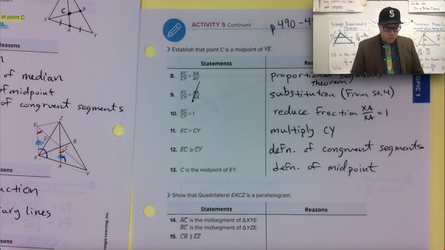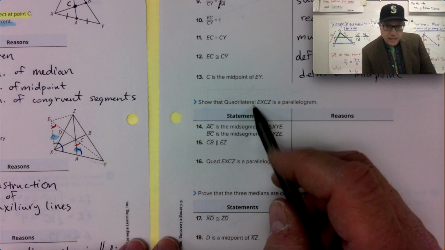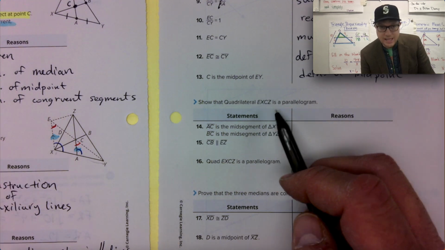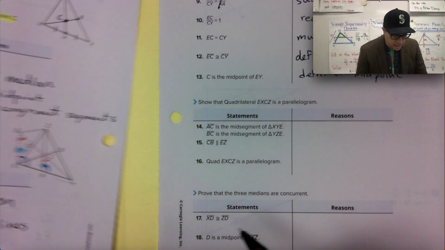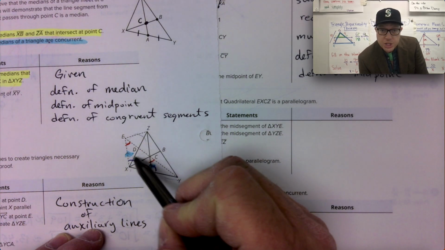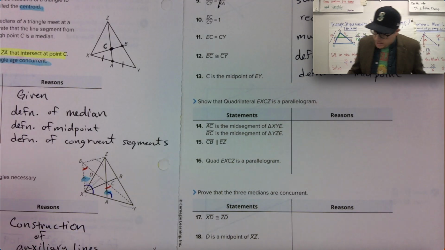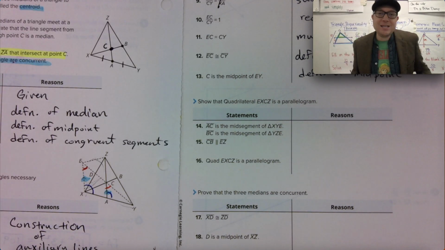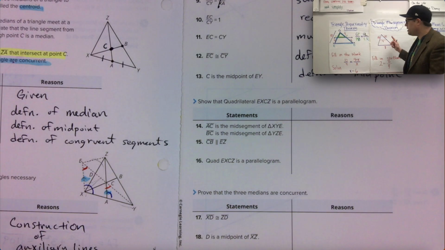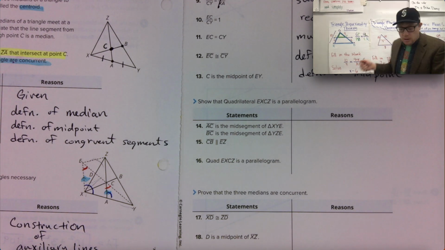Okay. So next up, show that the quadrilateral EXCZ is a parallelogram. And we mean EXCZ. This shape right here is a parallelogram. Well, in order to do that, we've already established that we have mid-segments, and mid-segments create parallel sides, or are based upon half of the opposite side, but the opposite sides are parallel.